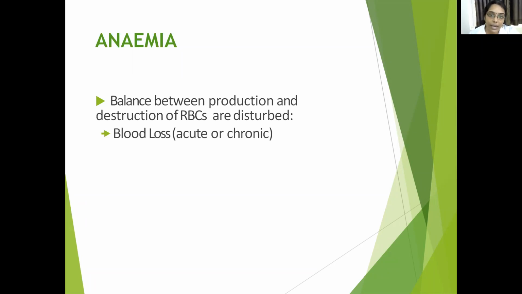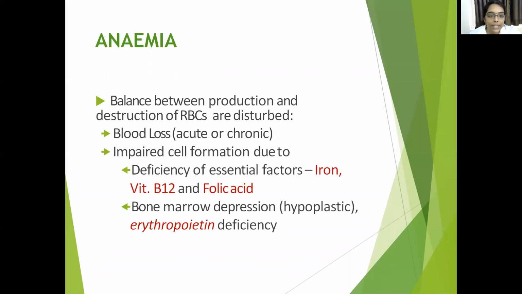First one is blood loss. That could be acute or chronic. Acute is because of trauma or surgery. Chronic will be chronic gastrointestinal bleeding. Then due to impaired cell formation, due to deficiency of essential factors like iron, vitamin B12 and folic acid. Then bone marrow depression, that we can see as a side effect of anti-cancer drugs.